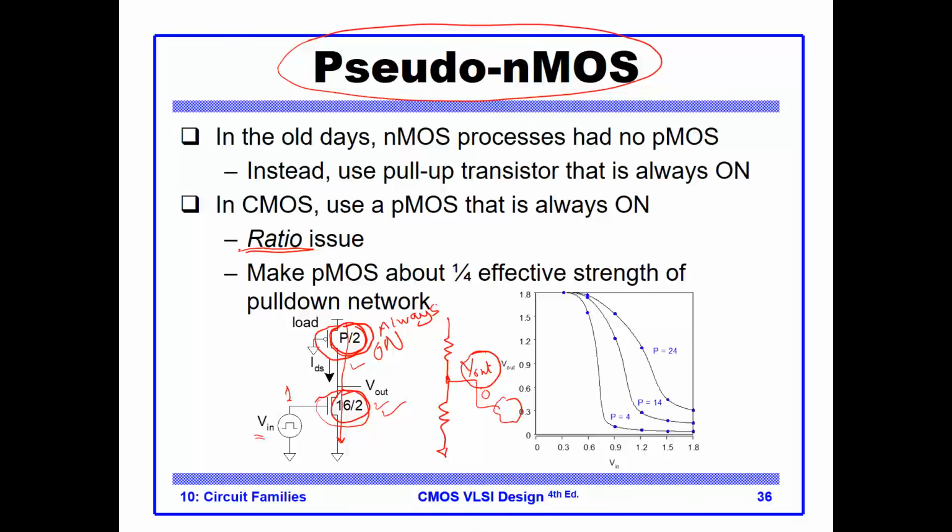So in general, these types of circuits, you have to be careful when you use them. And typically the guideline is that the PMOS has to be a fourth of the effective strength of the pull down network. So that way, if you look at the characteristic curve here, where we are plotting V out versus Vn, you would see that a stronger PMOS pushes out the transfer curve to the right direction and higher.